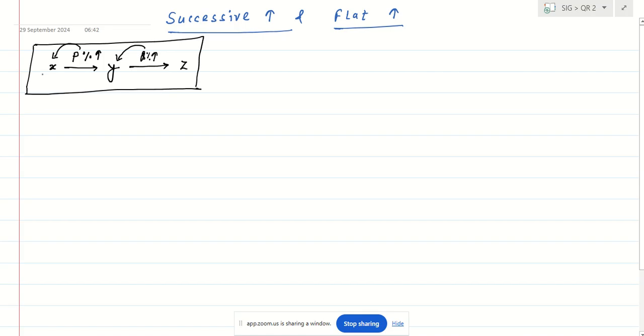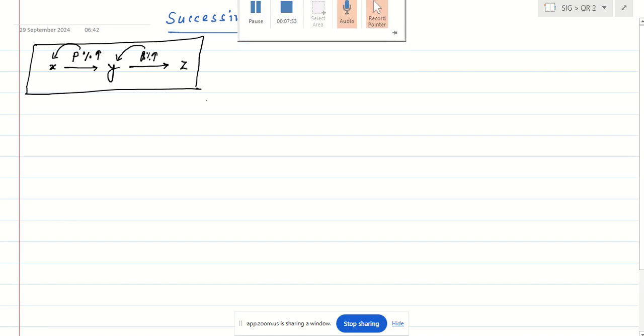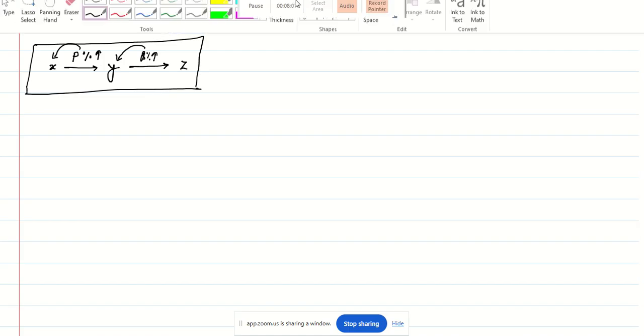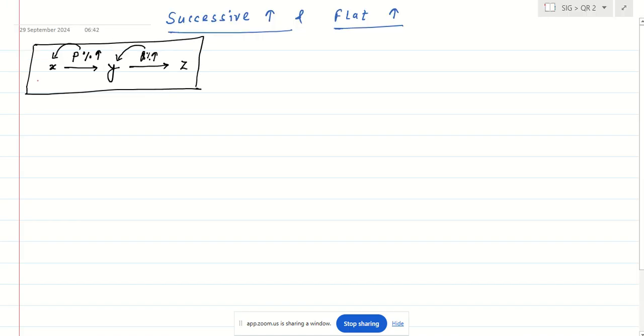How do I find the value one by one? Let's understand, and we'll try to find one simple expression to find the final value. If I ask you, everybody, what is the original value here? That is x. What is the final value here? Z, of course. Y is not the final value. Z is the final value.